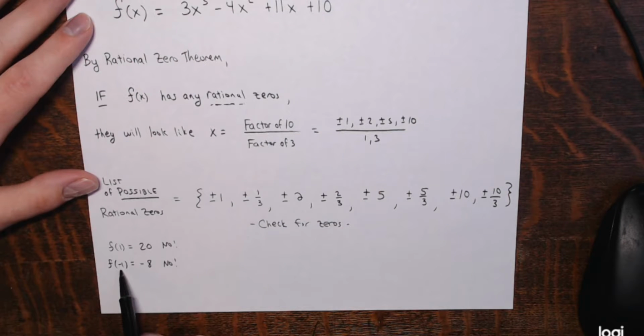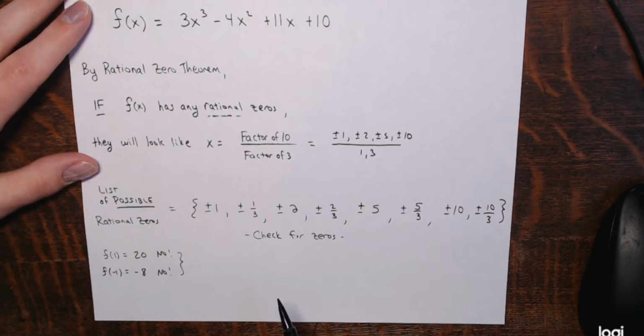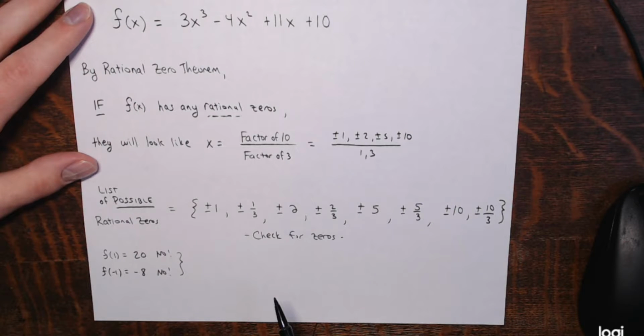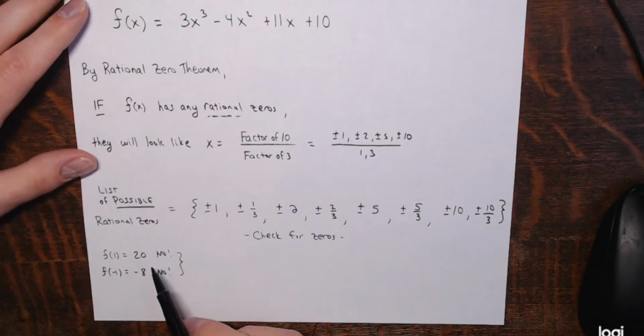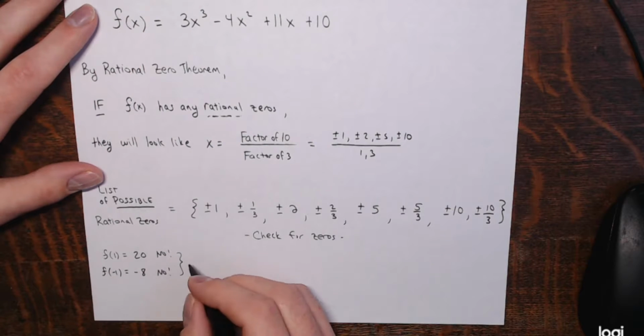But here's something you should know too. See how when I plugged in negative 1, I got negative 8, a negative number. When I plugged in positive 1, I got positive 20, a positive number. So based on these two, there's that thing called the intermediate value theorem that you may have read about in section 5.5. By the intermediate value theorem, this function, because it's continuous, has to have a zero between negative 1 and positive 1.